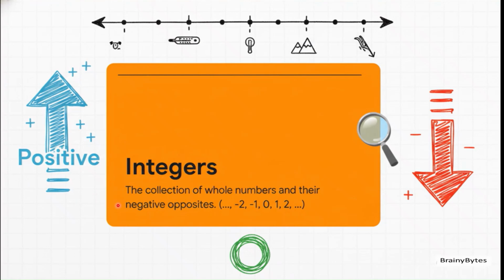Okay, first things first, let's get our vocabulary straight. The word is integers. Don't let the fancy name fool you. It's just the official name for the whole gang. All the positive whole numbers you already know, all of their negative opposites, and good old 0, sitting right there in the middle. If a number's bigger than 0, it's positive. If it's smaller than 0, well, it's negative.